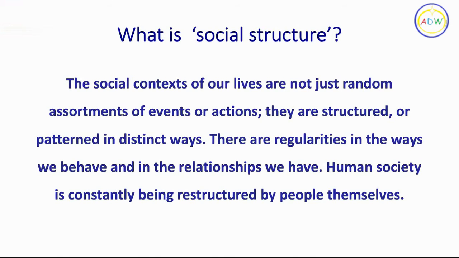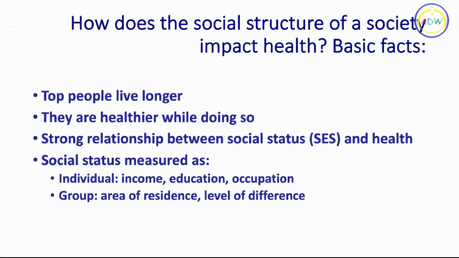And why is it social structure? Because the social context of our lives is not just a random assortment of events or actions. They are structured and patterned in distinct ways. There are regularities in the ways we behave and in the relationships we have. Human society is constantly being restructured by people themselves, and our everyday life also is different. Yesterday, today, we have a different life. So why do we have to consider social structure? Because the social structure of a society impacts the health of this society.